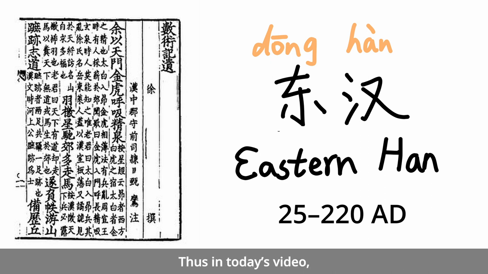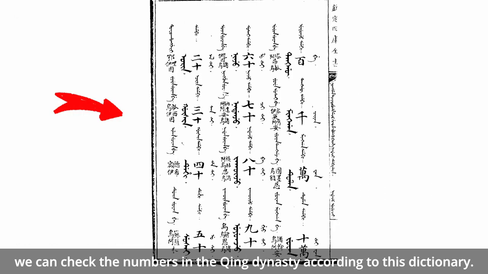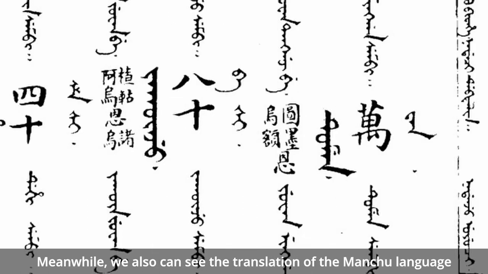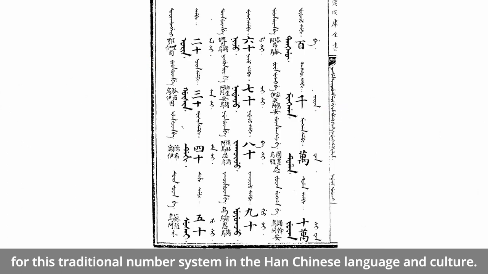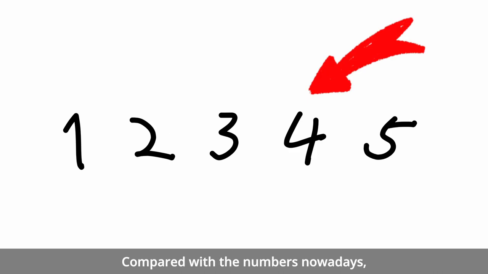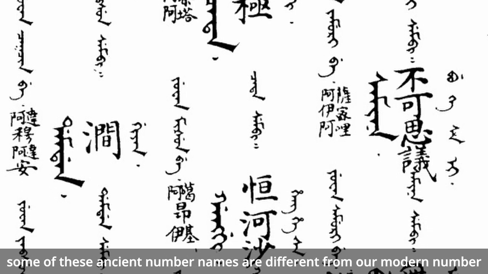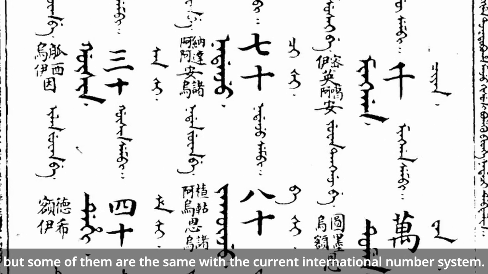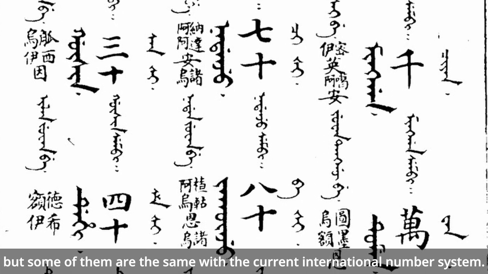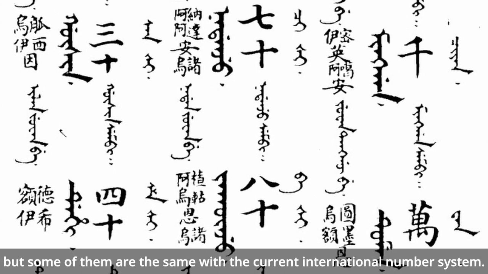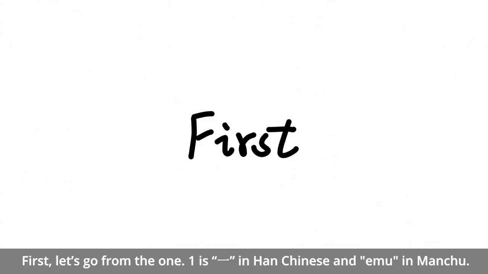Thus, in today's video, we can check the numbers in the Qing Dynasty according to this dictionary. Meanwhile, we can also see the translation of the Manchu language for this traditional number system in the Han Chinese language and culture. Compared with the numbers nowadays, some of these ancient number names are different from our modern numbers, but some of them are the same as the current international number system. First, let's go from one.